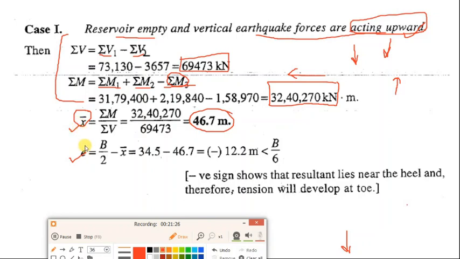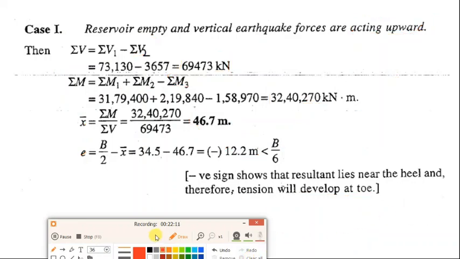Now how is this eccentricity calculated: first calculate x bar, and then e is equal to b by 2 minus x bar. This will give you the eccentricity from the center. This is equal to 12.2 meter. So 12.2 is less than b by 6. It means that the resultant will lie near the heel. What does it mean? If the resultant lies near the heel, then the tension will develop at the toe. Remember this.